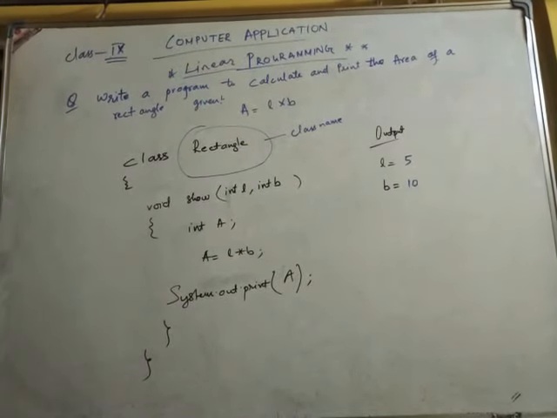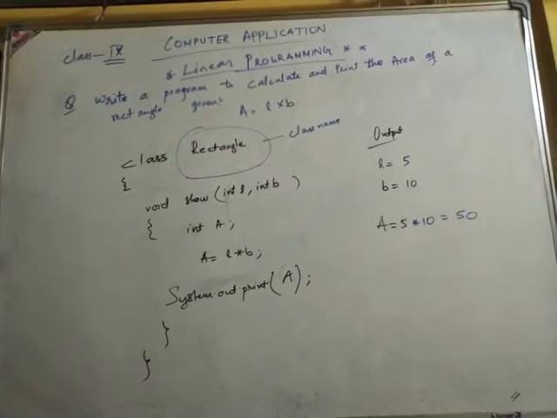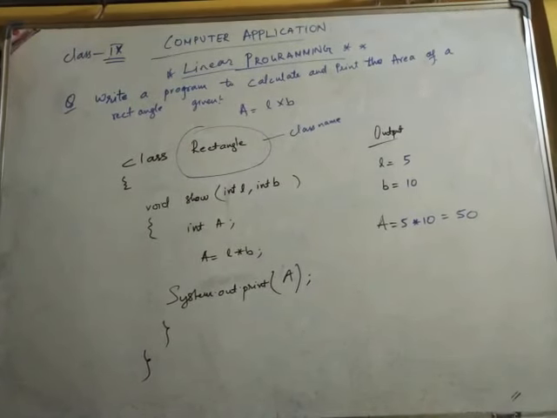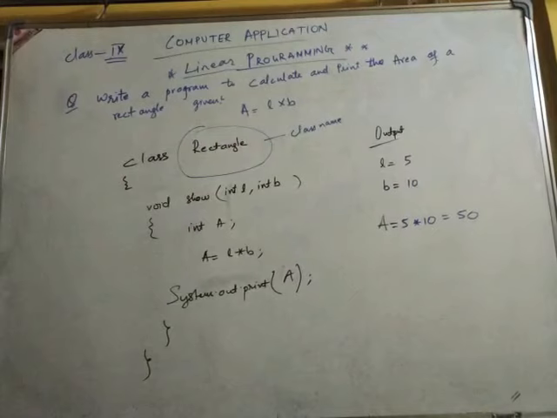After taking the length and breadth values, we will calculate the area. Area is L into B. So A will be equal to 5 into 10, so it will become 50. Okay, so if the user enters 5 and 10 as L and B values, the value of area is 50. That is also an int value to be printed at the last.